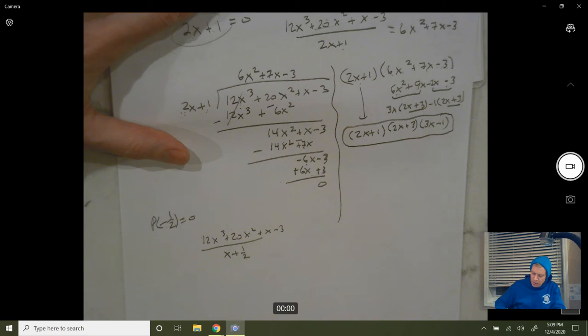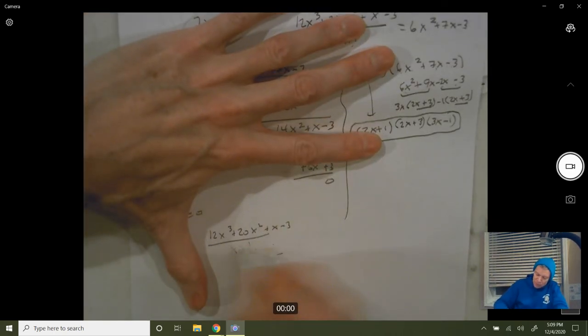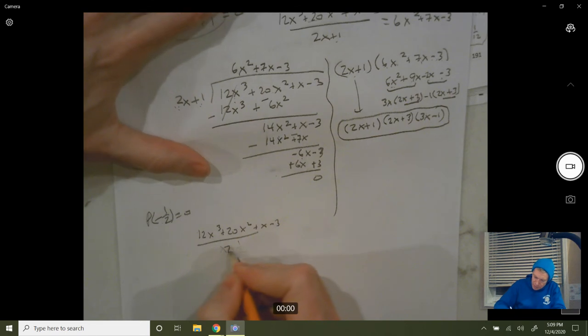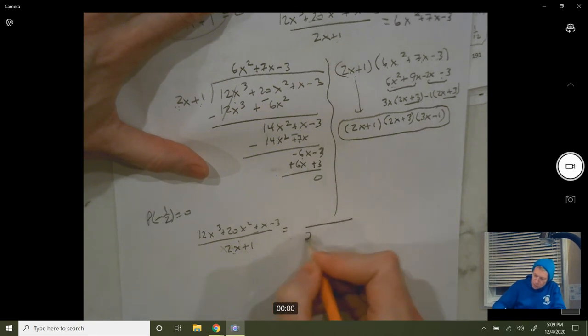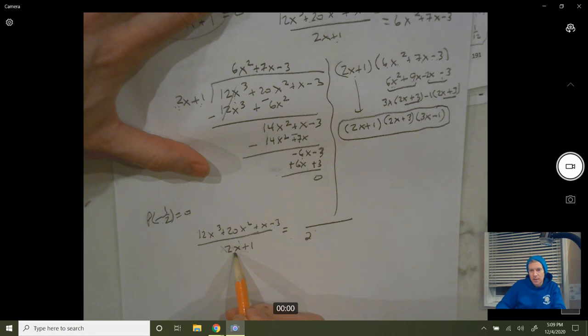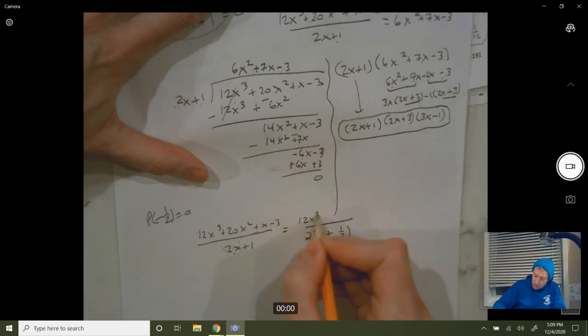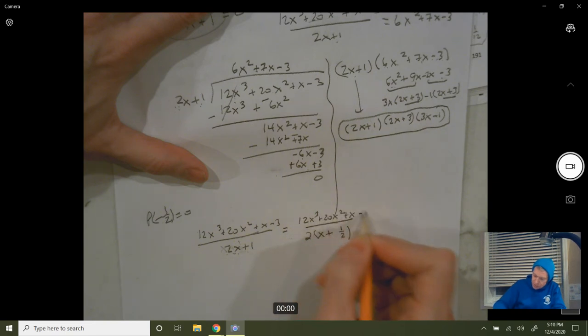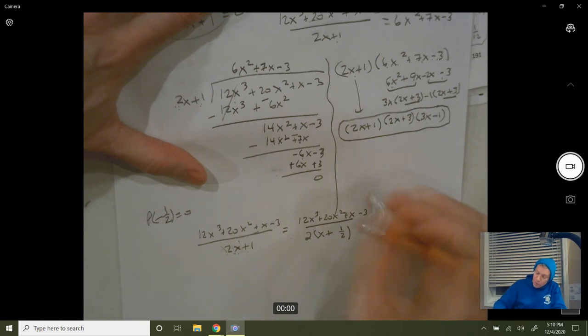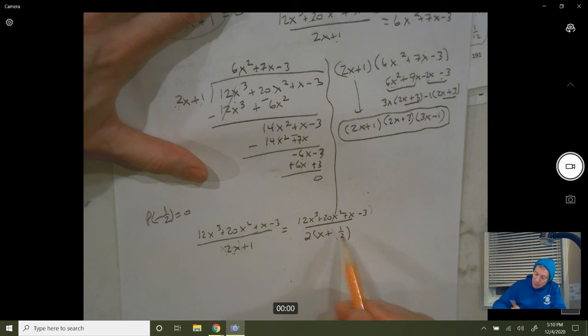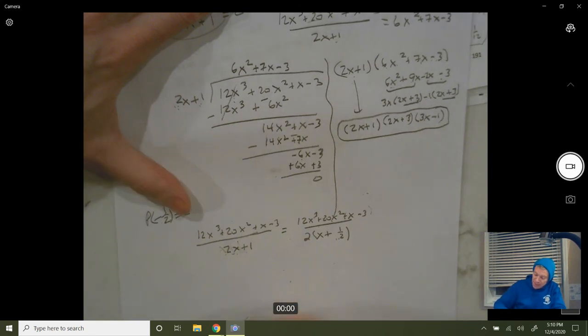In order to do synthetic division, we really want to divide by 2x plus 1, but you'd have to break this apart. The problem is synthetic division can't be done when there's a coefficient on the x. It's got to be in the form of x minus a. So you could factor out a 2 from both terms and you'd be left with x plus 1/2. You'd first divide by this, ignoring the 2 for a second, and at the end you'd have to divide by 2.